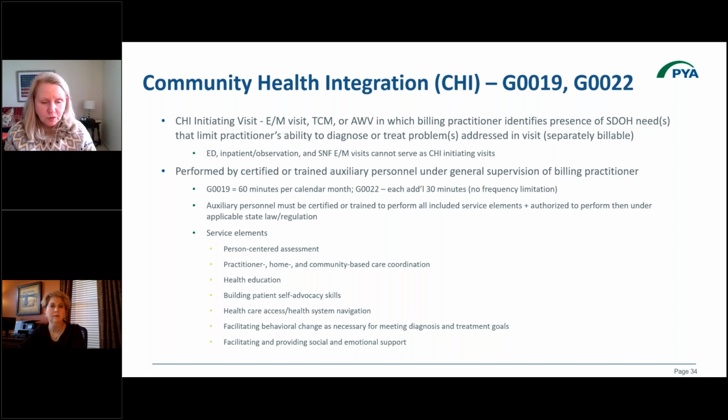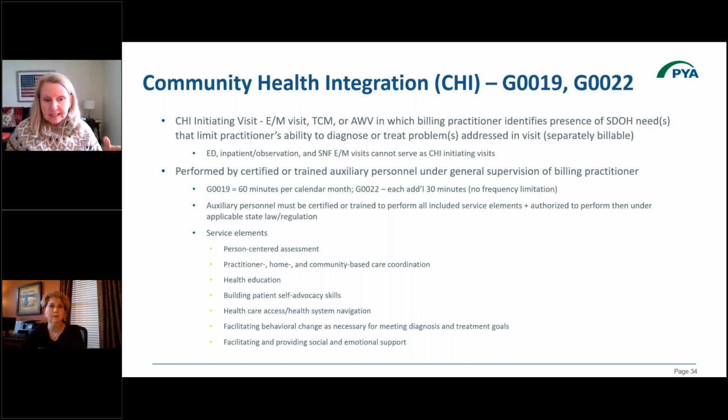to manage those services. Those services then are provided by either certified or trained auxiliary personnel under general supervision of the billing practitioner. That certified element goes to those states that have in fact created a certification program for community health workers. The trained auxiliary personnel goes to those states that do not have that certification presently. Again, regulation spells out what that training should include for that individual to then be qualified to provide CHI services.